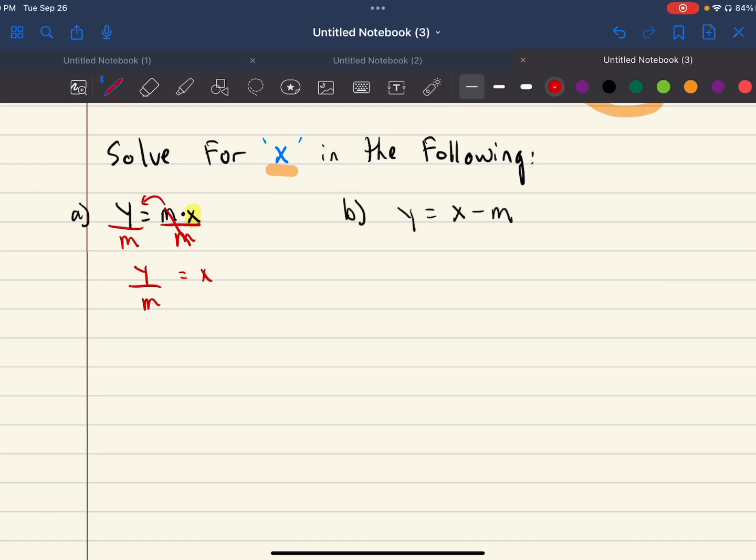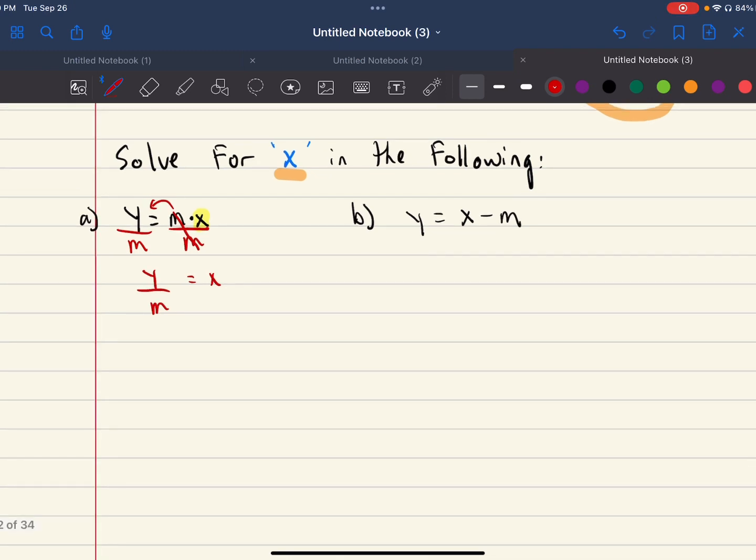In this equation, where y is equal to x minus m, again, I want to solve for x, which means I'm removing anything that isn't x to the other side. This is a minus m over here, so the inverse operation would be to add it. So I will add m to both sides. Minus m plus m would give you 0m. And my final equation would be y plus m equals x.